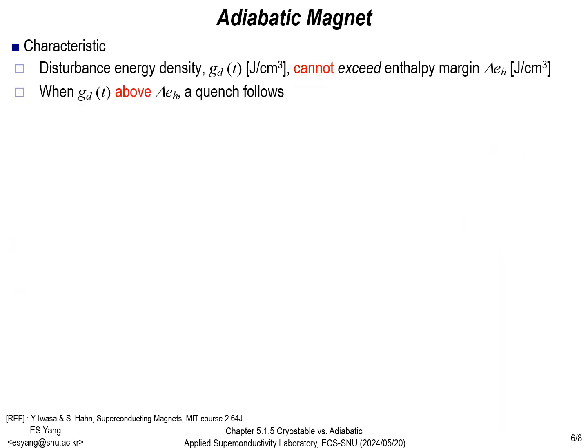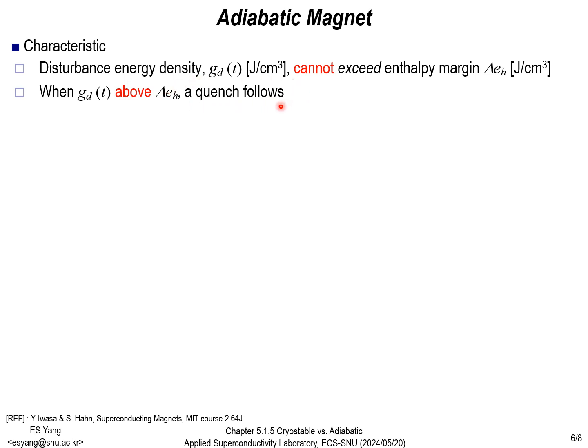Next, let me explain adiabatic magnets. Unlike cryostable magnets, adiabatic magnets have the characteristic that disturbances cannot exceed the enthalpy margin. If a disturbance surpasses the enthalpy margin, a quench occurs.